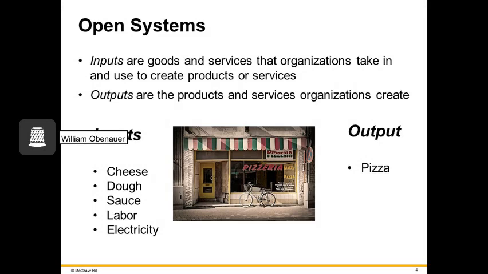Within an open system, we have inputs and outputs. And we talked a little bit about these in chapter 2, so I'm not going to spend too much time on them here. But basically, inputs are what we use to create our products and services, and outputs are the products and services that we create.